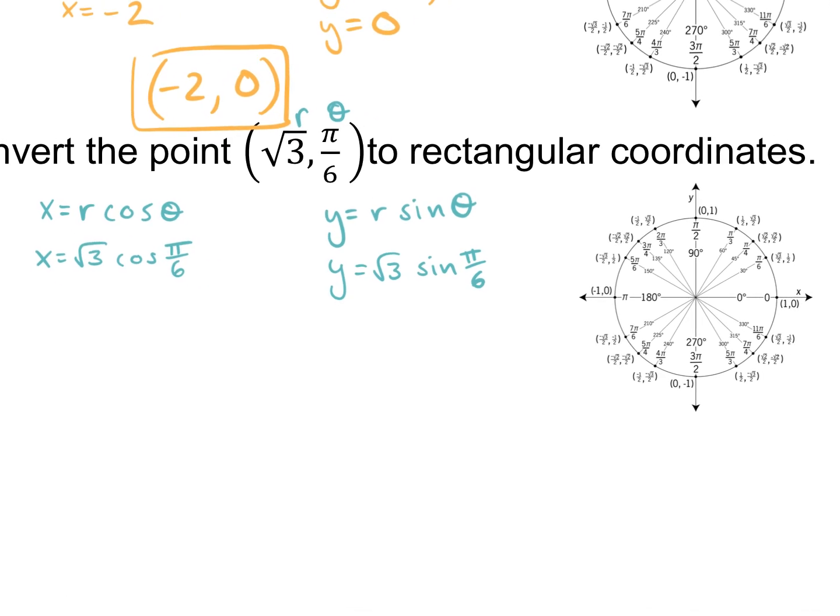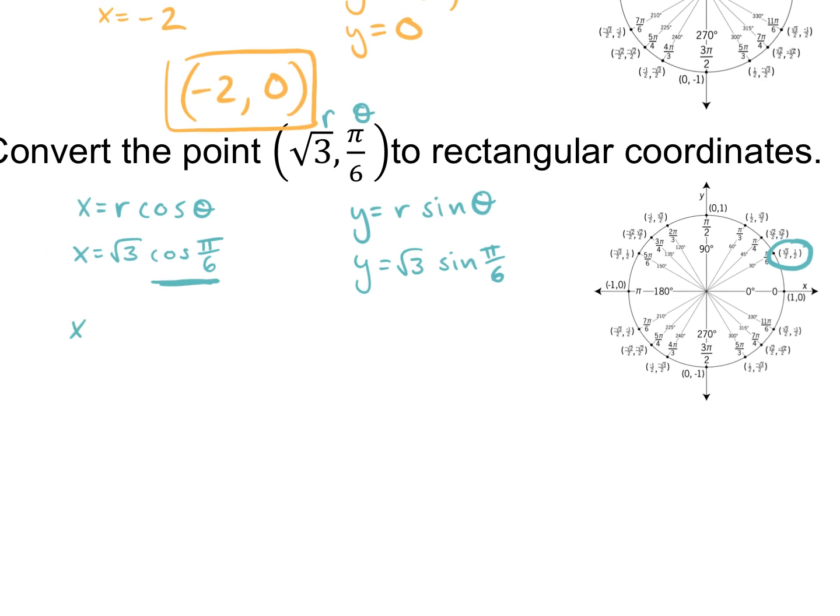So I'm going to go to pi over 6 on my unit circle, which is here. For cosine of pi over 6, cosine tells us we look at the x or the y? The x. So my x value at pi over 6 is √3 over 2. So I have √3 times √3 over 2. What's √3 times √3? 3. Awesome. So x is equal to 3 over 2.